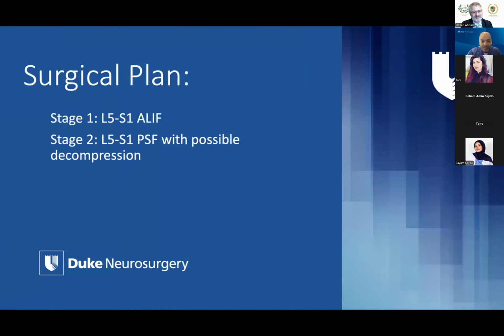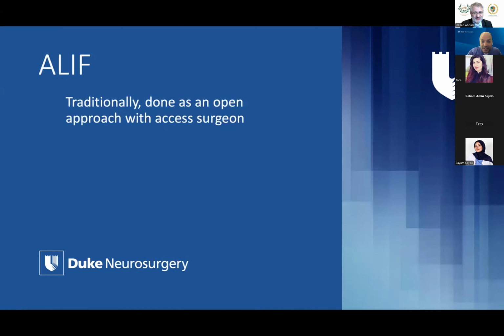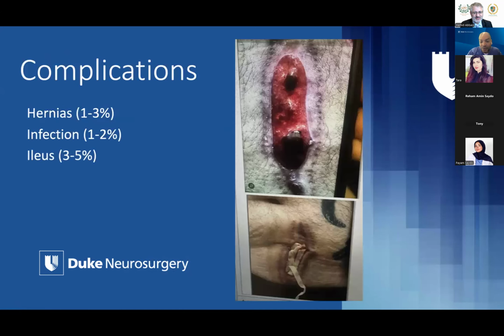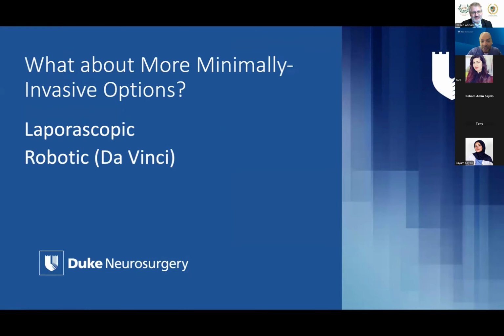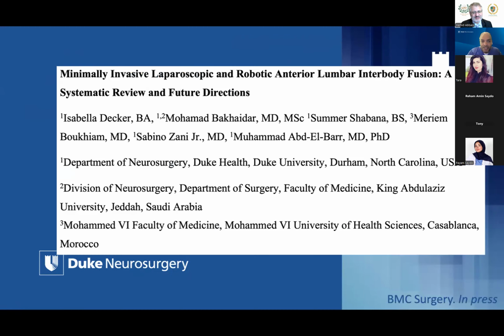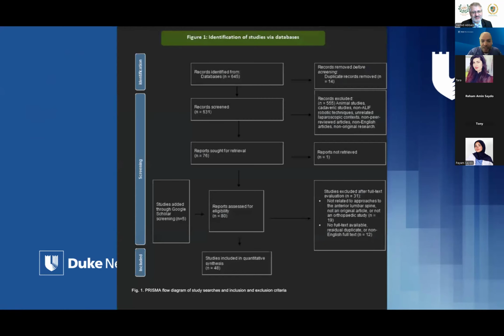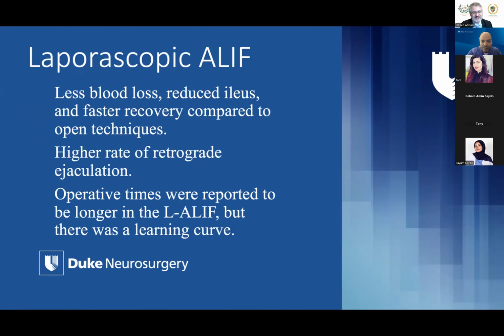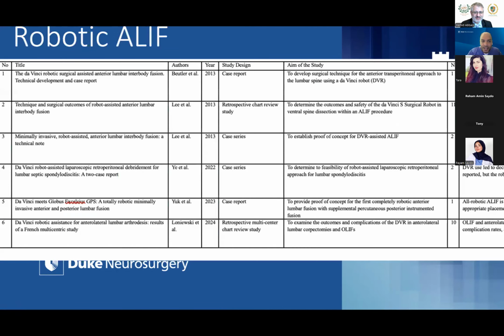So for this patient, we decided to do an L5-S1 ALIF with possible decompression as a stage 2, because I was just worried that we weren't going to get enough indirect decompression. Usually this is done with an access surgeon, but we know that when we do ALIFs, we can have complications. So there are different minimally invasive options, such as laparoscopic or da Vinci. We published this paper, a systematic review of those techniques. We found that with laparoscopic ALIF, operative times were a little bit longer, but there was definitely a learning curve. And how about robotic ALIF?